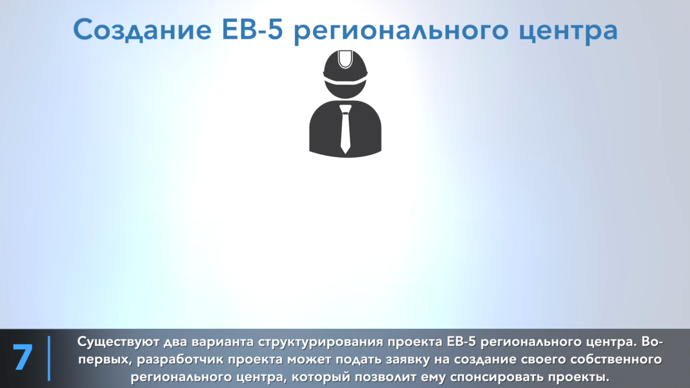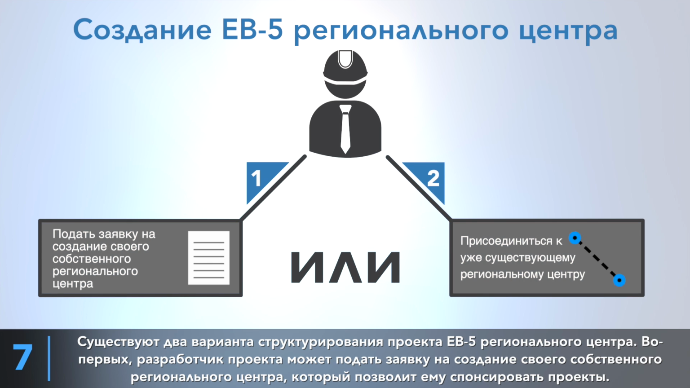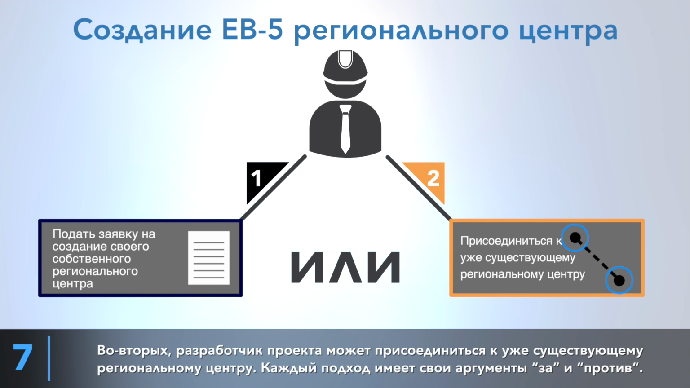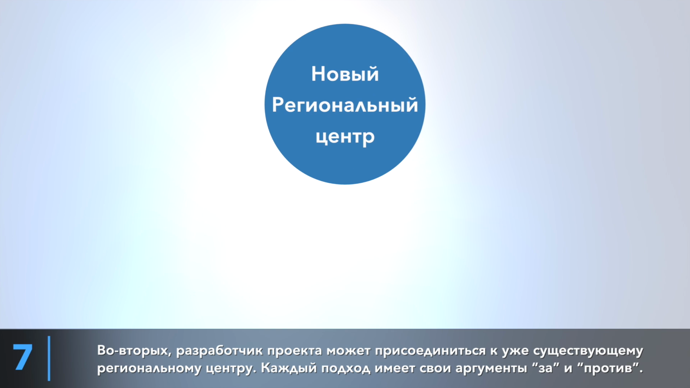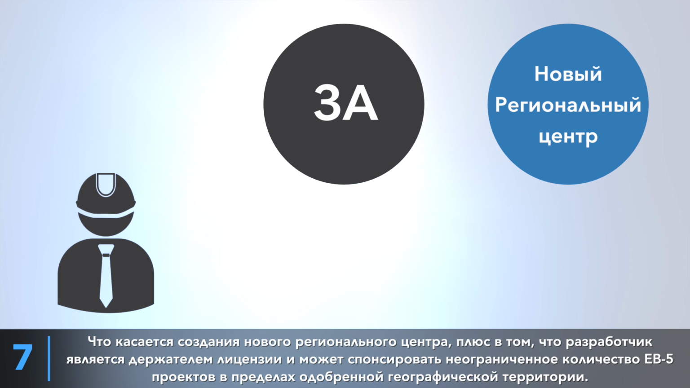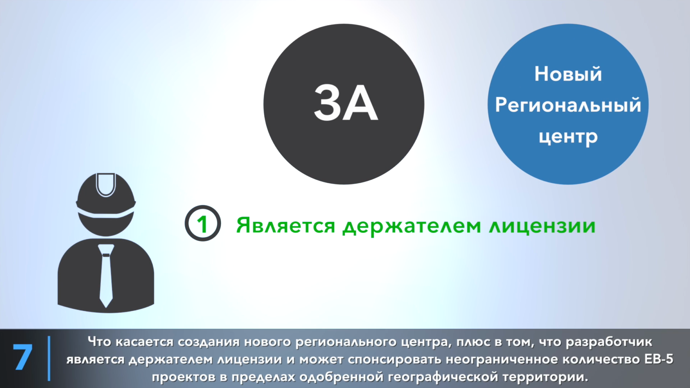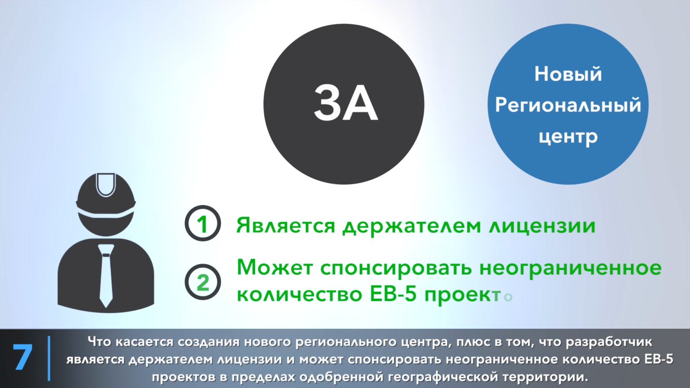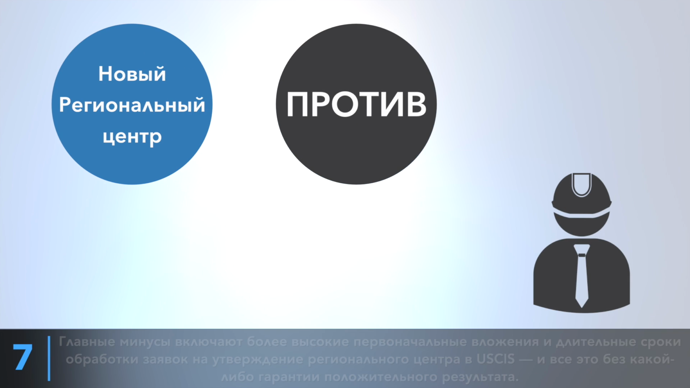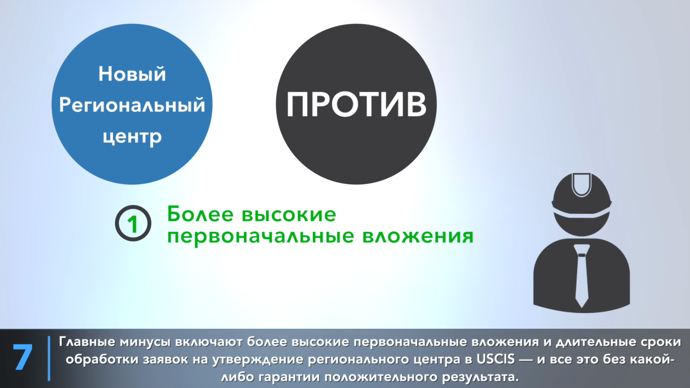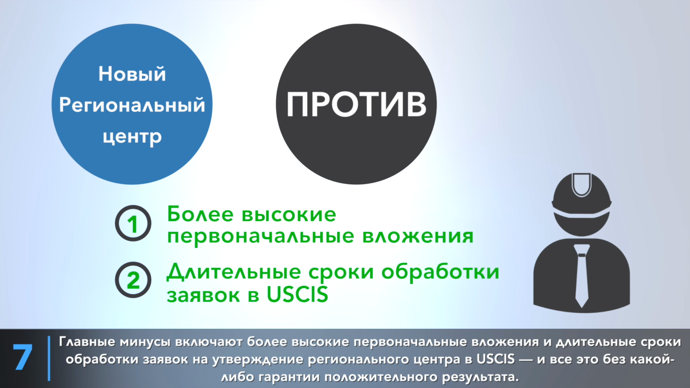7. Create or affiliate with an EB-5 regional center. Two options exist when structuring an EB-5 regional center project. First, the project developer can apply for its own regional center designation, allowing it to sponsor projects. Second, a project developer can affiliate with an existing regional center. Each approach has its pros and cons. For setting up a new regional center, the pros are that the developer owns the license outright and can sponsor an unlimited number of EB-5 projects within the approved geographic area. The main downsides are higher upfront cost and long USCIS processing times for regional center approval, with no guaranteed outcome.